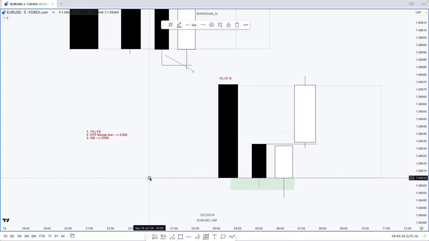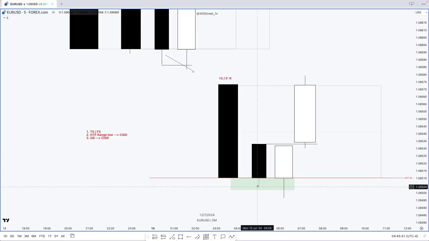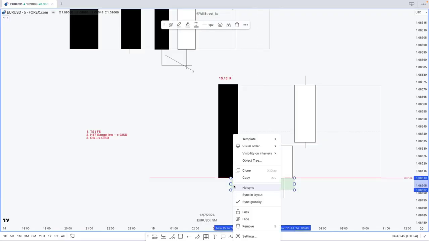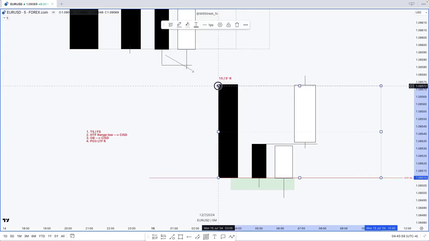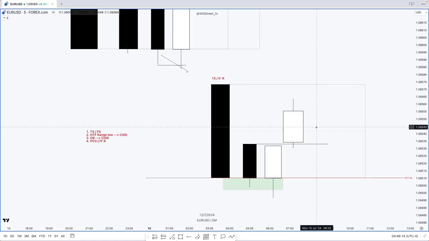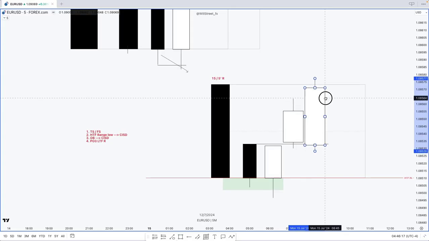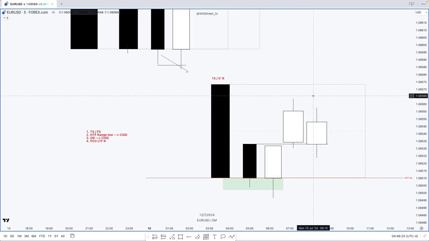So this is the high time frame range low, and let's see the sequence now. Well, it's not over. We have a 4-1, power of 3, within the low time frame range. The low time frame range is the 5 or 15 minute range. I'm just doing freestyle.